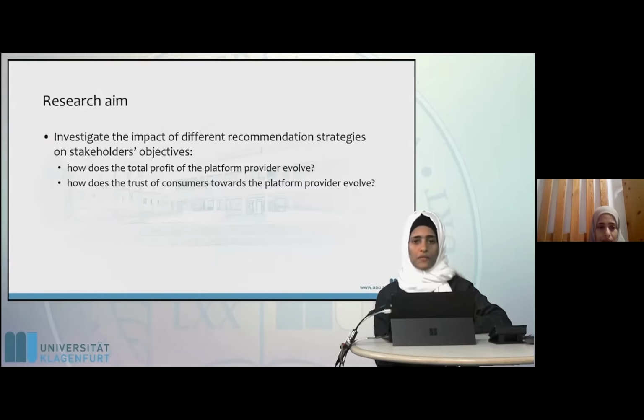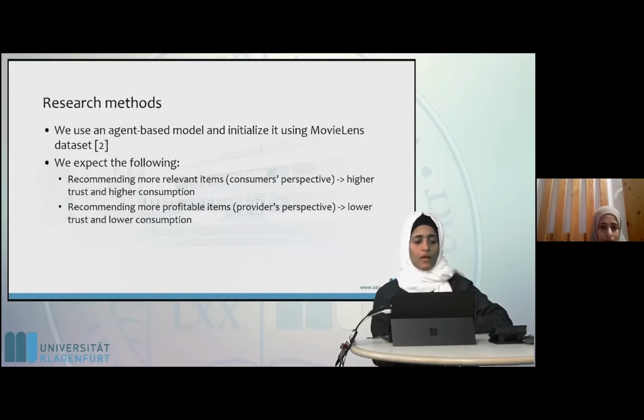We aim in this research to investigate the impact of different recommendation strategies on stakeholders' objectives. We want to see how consumers' trust towards the platform provider adapts over time, and also how the total profit of the platform provider evolves. As a research method, we use agent-based modeling to simulate this phenomenon, and we initialize the model using a real data set called the MovieLens data set. This MovieLens data set contains ratings for around 9,000 movies from 600 users.